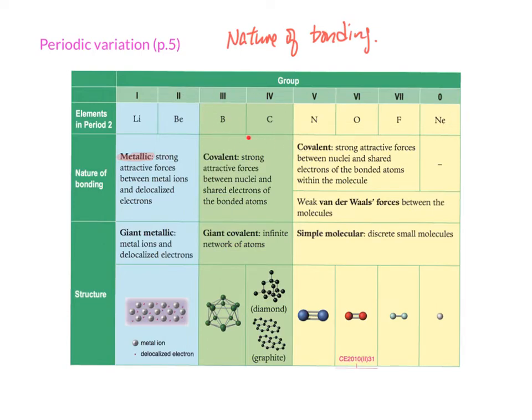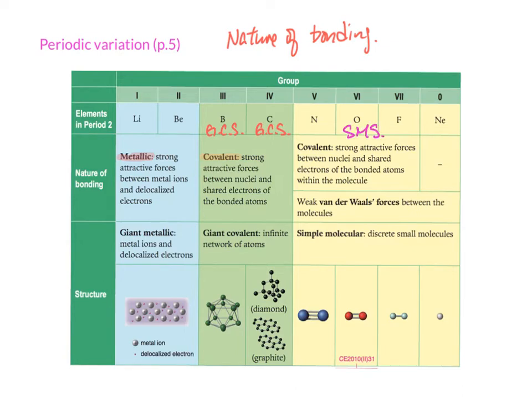But if you remember, for B and C, boron and carbon, you must know that they are elements that have a special structure called giant covalent structures. Both of them have giant covalent structures. So for the nature of bonding, they change from metallic and then go to covalent. Because they are giant covalent structures, they only contain covalent bonds. But after that, when we go to nitrogen, oxygen, fluorine, and then neon, they no longer have giant covalent structures. Instead, they have simple molecular structures.